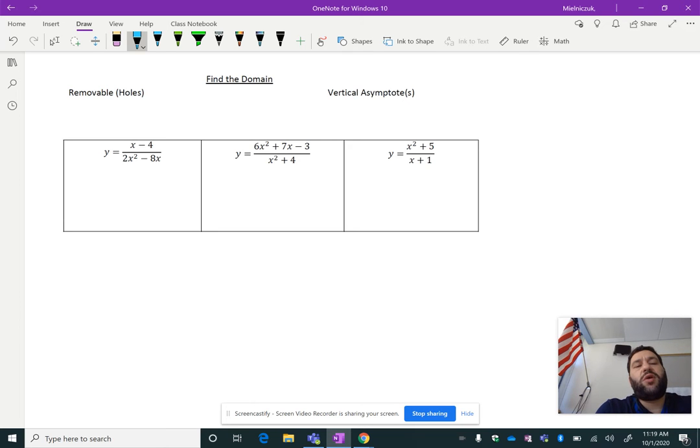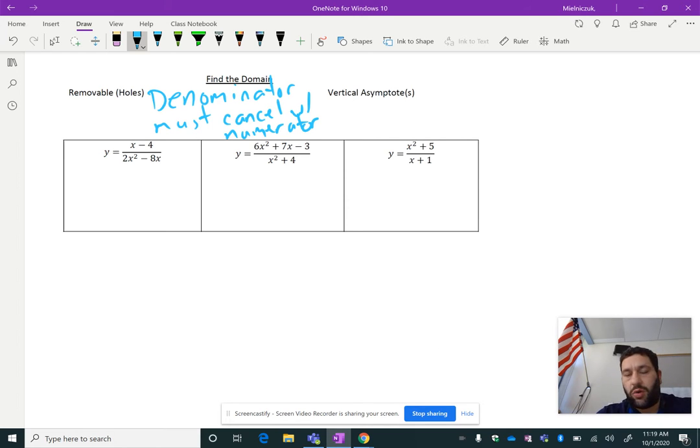So for something to be a hole, the denominator must cancel with the numerator. So remember, if there's a part that we can factor out, then we can call it a hole there. A vertical asymptote is when the denominator equals 0.